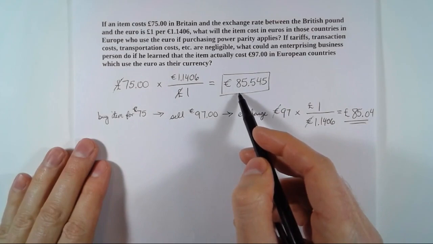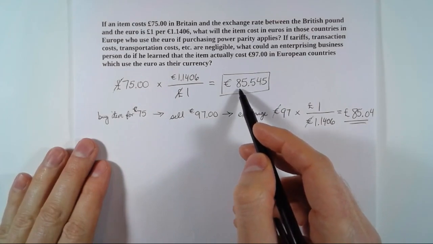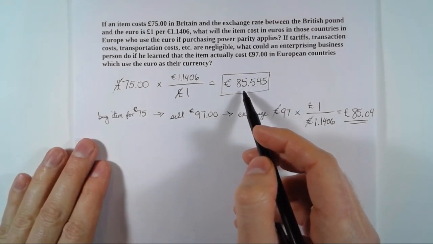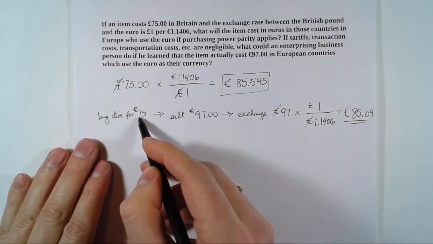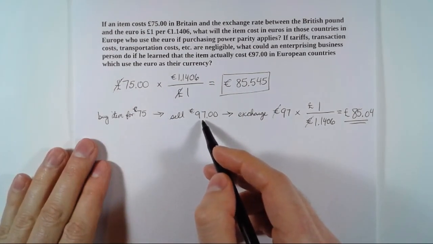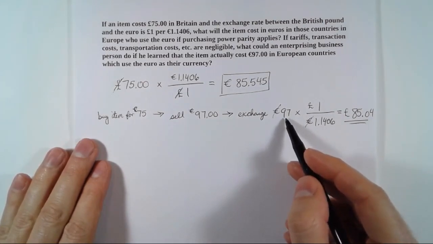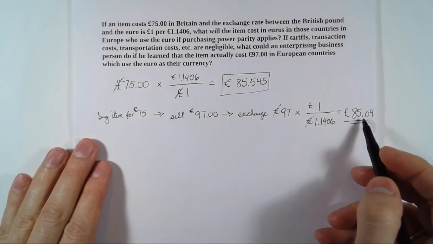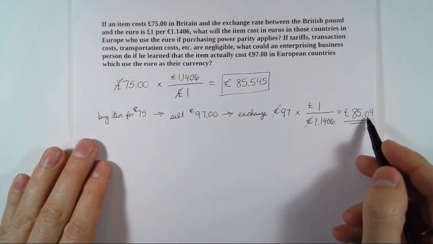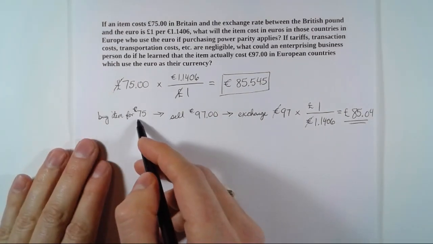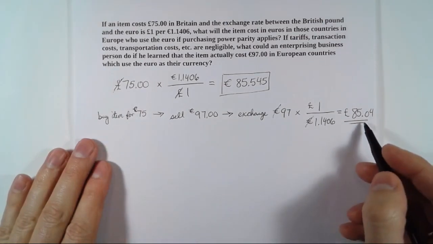So in this example, if the item actually cost 97 euros, we concluded the item ought to cost, according to purchasing power parity, 85.545 euros. So the idea was to buy it for 75 pounds, ship it over to Europe, and the countries using the euro, sell it for 97 euros, exchange those euros back into pounds, and end up with 85.04 pounds. So we bought the item for 75 pounds and wound up with 85 pounds.